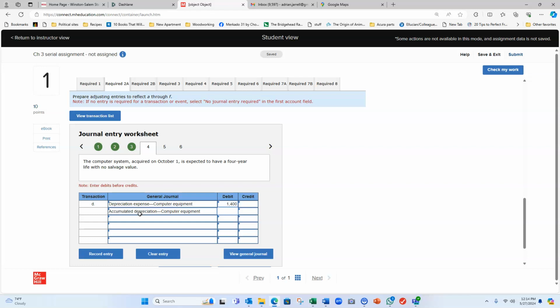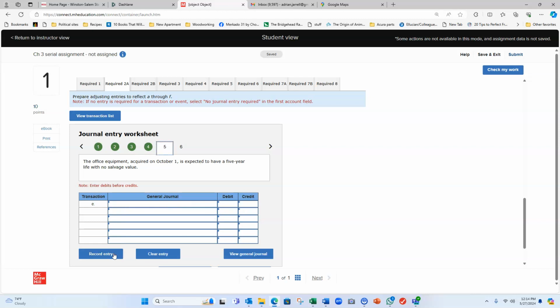That's always the way you're going to see a depreciation entry done. It's always debit depreciation expense, credit accumulated depreciation. And accumulated depreciation always is related to a specific asset account. Accumulated depreciation computer equipment, accumulated depreciation office equipment, accumulated depreciation buildings would be right with the asset that it is a contra asset for. So there's that.